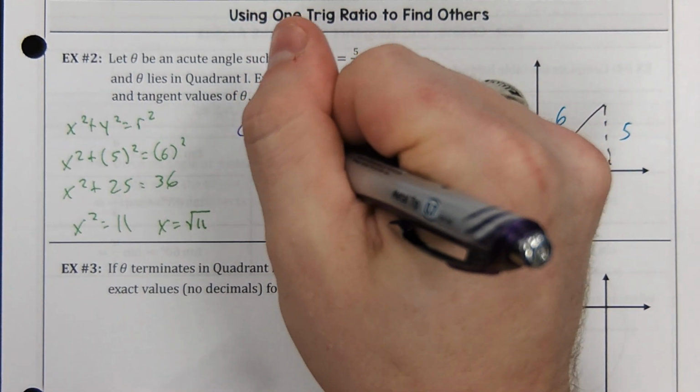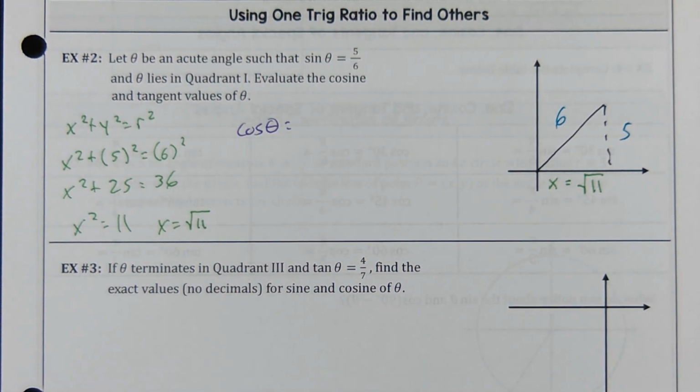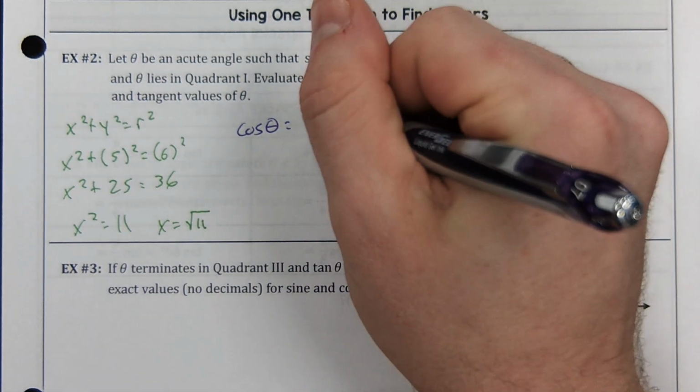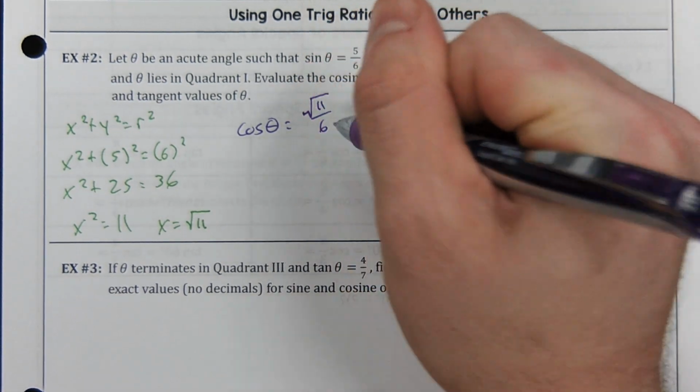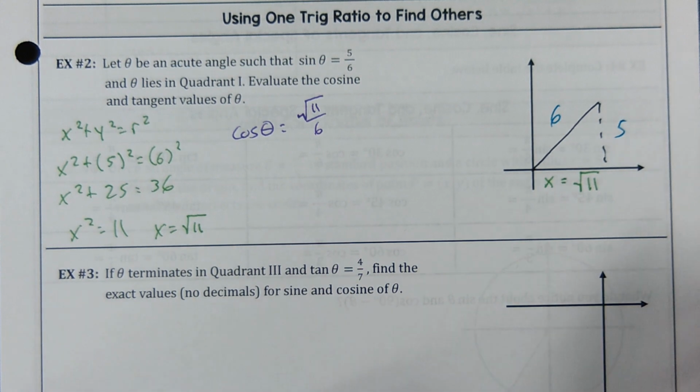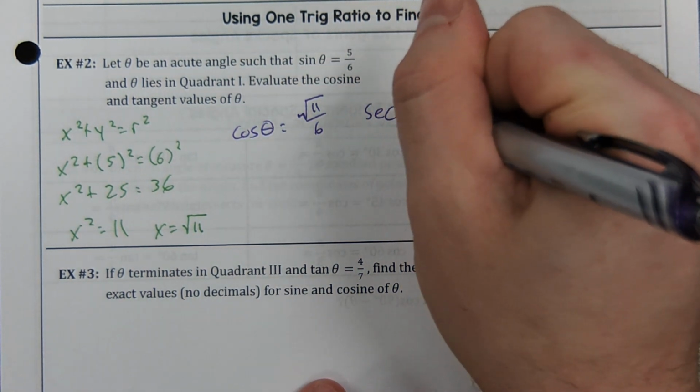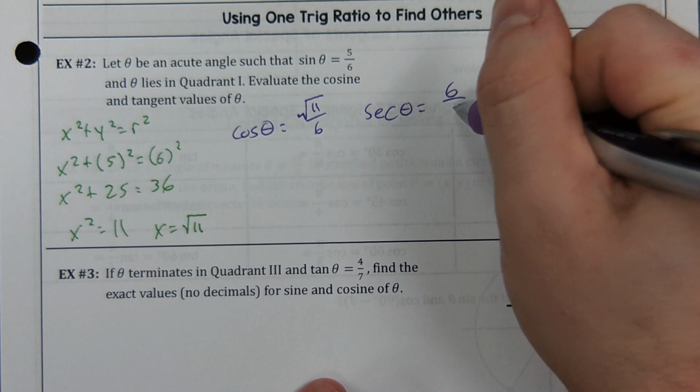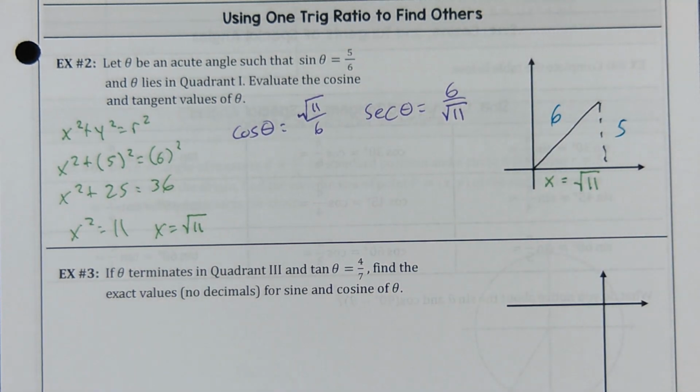Cosine is x over r, root 11 over 6. The reciprocal of cosine, secant. Just flip the fraction over. 6 over root 11. Again, if it's multiple choice, I don't think 6 over root 11 would be something for you to choose. You'd need to rationalize it to 6 root 11 over 11. Just multiply the top and bottom by root 11. If it's a free response, I think you can get away with it.